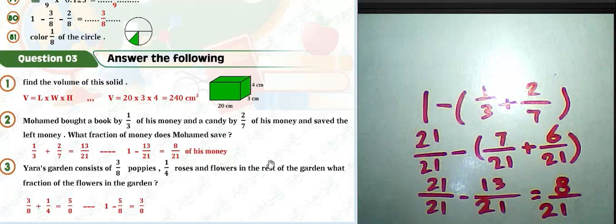Question number 3. Yara's garden consists of 3/8 bulbs, 1/8 roses and flowers in the rest of the garden. What fraction of the garden is flowers? We can find the remainder about flowers because he asked about the rest. Flowers in the garden. We can add them and subtract the result from 1.